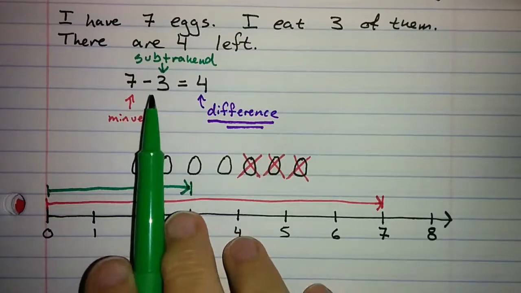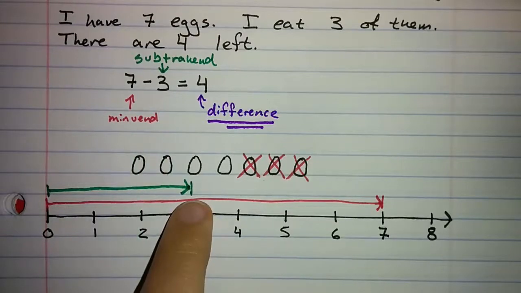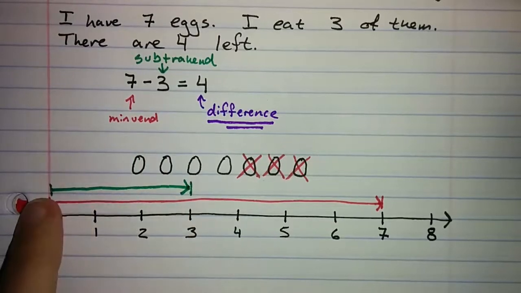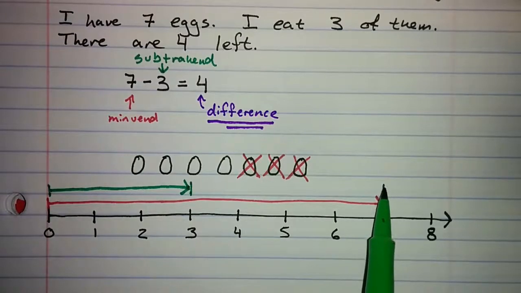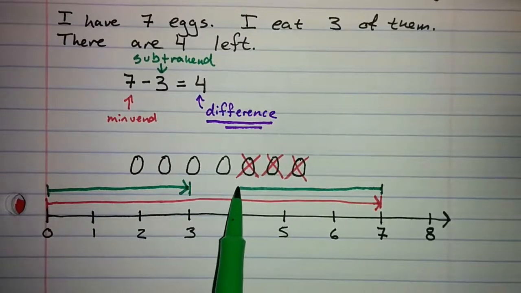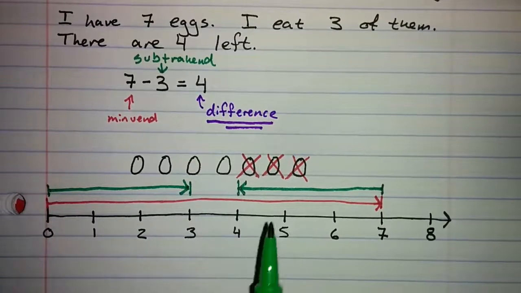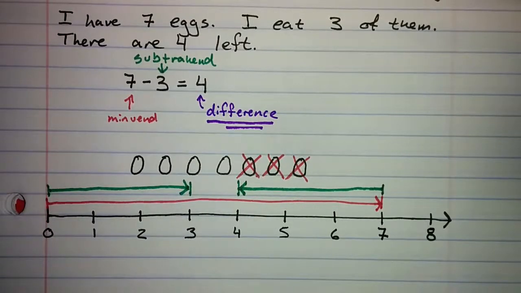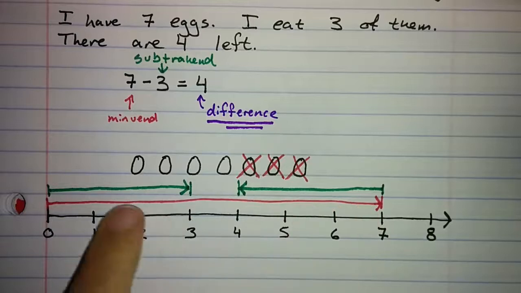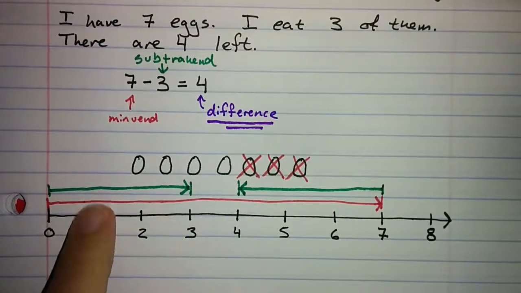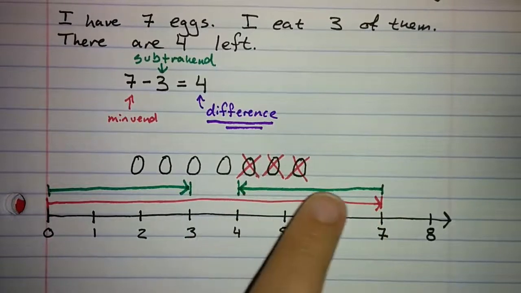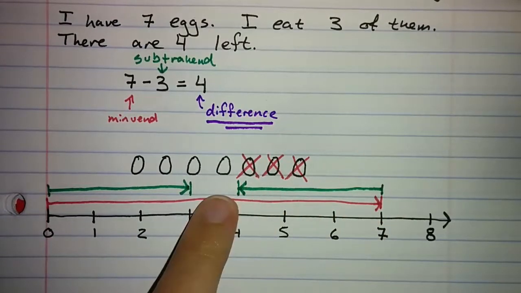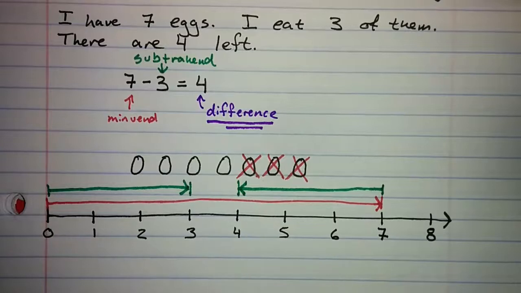When we're subtracting 3, we want to go backwards along the number line by 3. So we'll start at 7, and we'll go backwards 3. Notice this distance is the same as this distance, but the arrows go in opposite directions because we're subtracting. We're backing off. We're taking some away. And where do we end up? Why, at 4, of course.